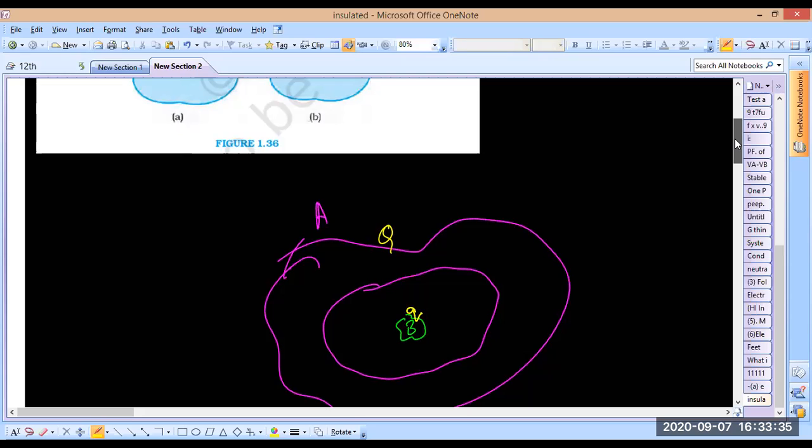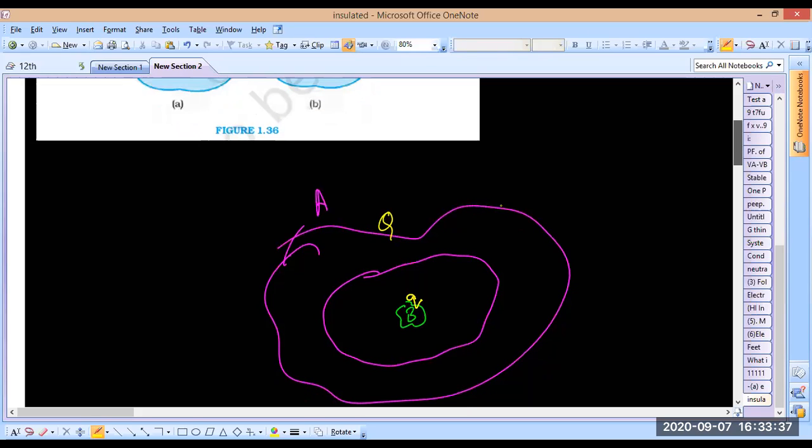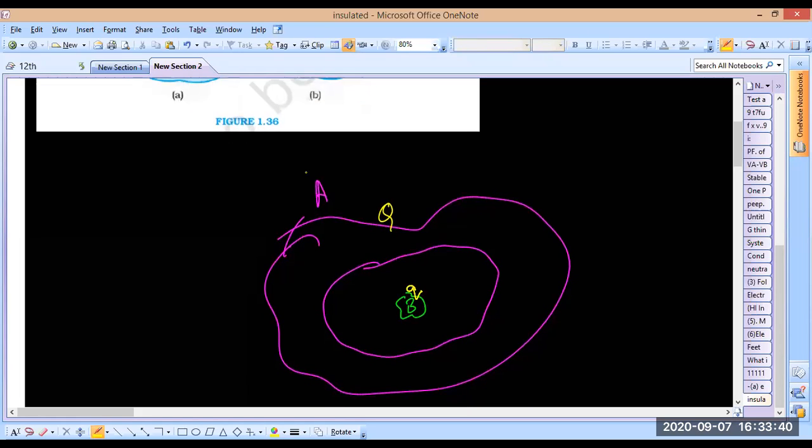Everybody say yes or no, then we will proceed. This is one conductor A, right? This is another conductor B, right? And they are given charges. No, not clear?